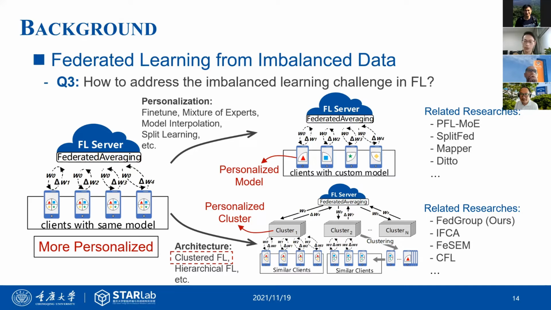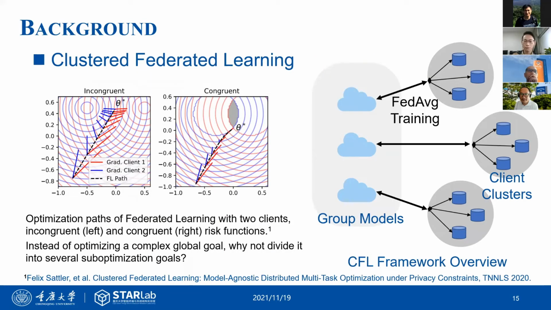Our work is an improvement of the previous clustered federated learning framework. The left picture shows an example of the optimization for incongruent risk functions. The incongruent distribution makes the model's convergence difficult, so instead of optimizing a complete global goal, we can divide it into several sub-optimization goals. Based on these ideas, clustered federated learning manages to group the training of clients based on the proximity between their local optimizations. The right picture is a general overview of clustered federated learning. The training task will be divided into multiple subtasks to strike a balance between consistency and personalization.